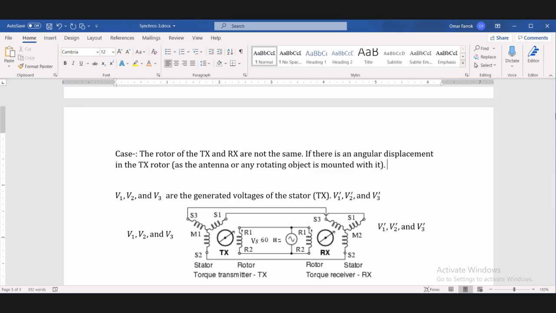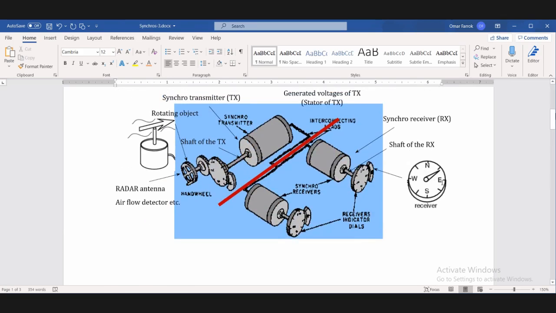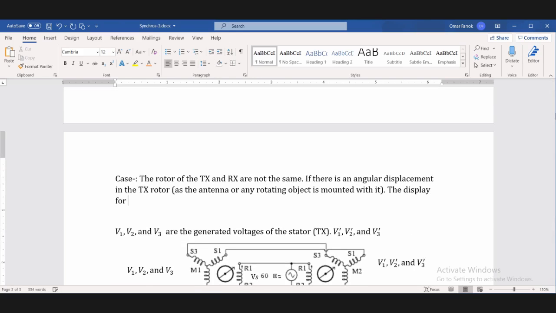Whereas the display, in the previous class we have studied, this is the display actually. So this is the receiver side and this is the display. The display for visual observation is on the RX side.